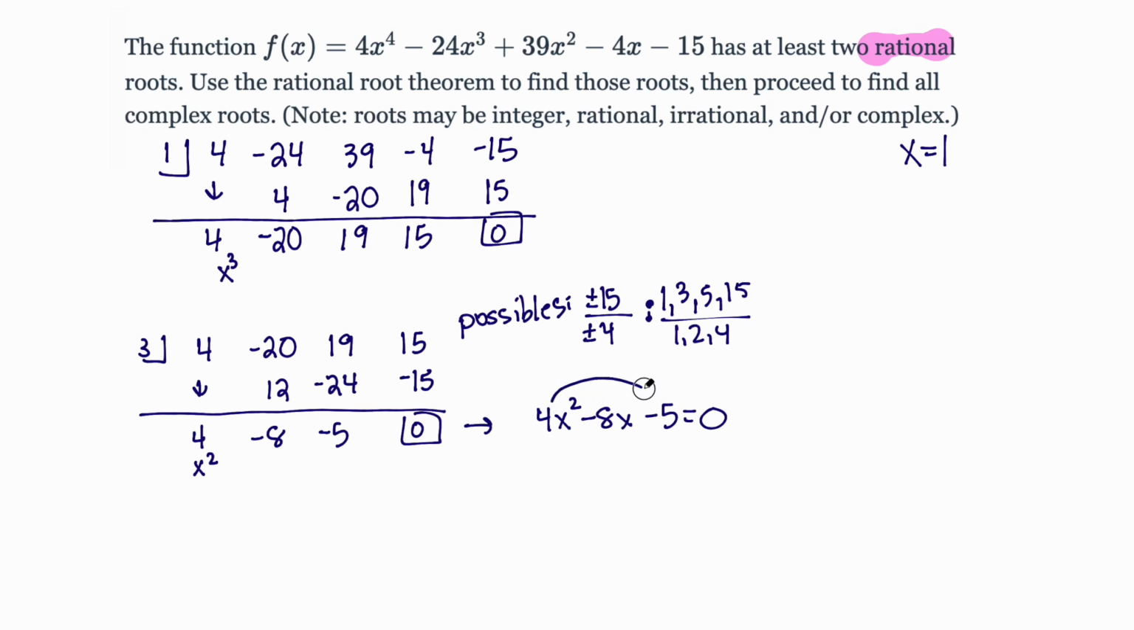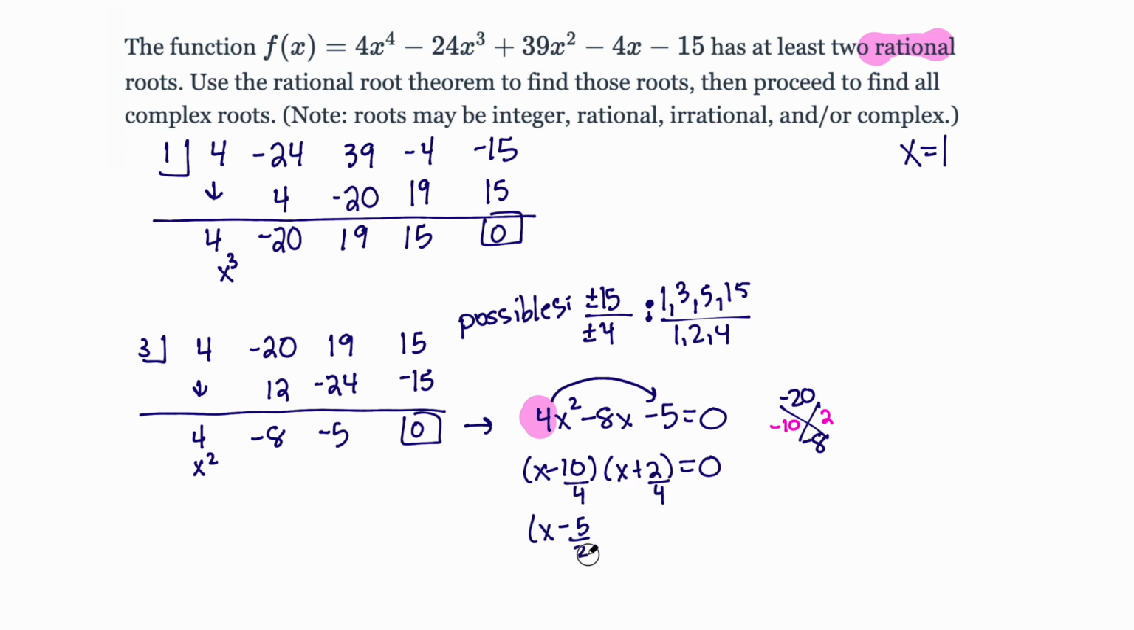Illegal move: 4 times negative 5 is negative 20, and you have to add or subtract to get negative 8. I believe you get negative 10 and a 2, because they multiply to give you negative 20, but they add to give you negative 8. So I know that it's going to be x minus 10 and x plus 2, but we're not done because it's the illegal move. We have to take that first number where we multiplied at the beginning. We now have to divide and reduce.